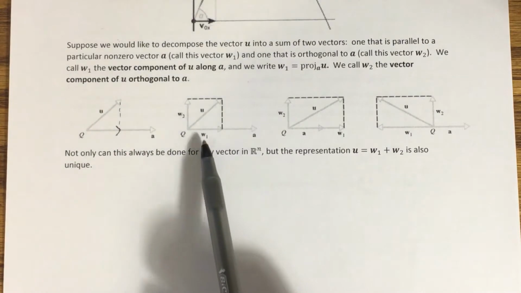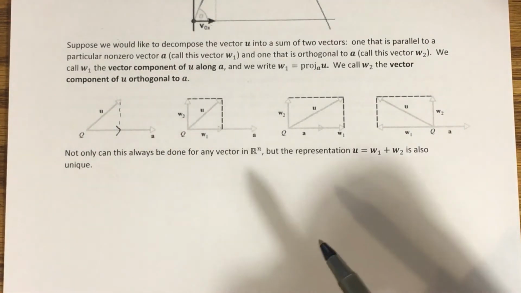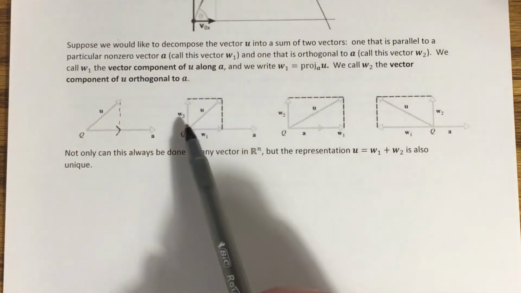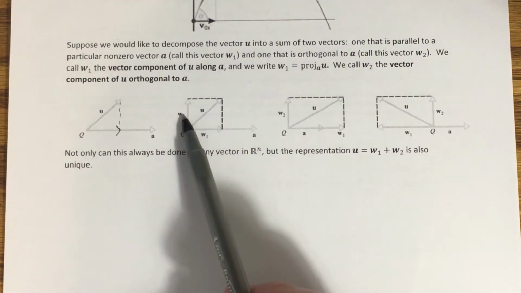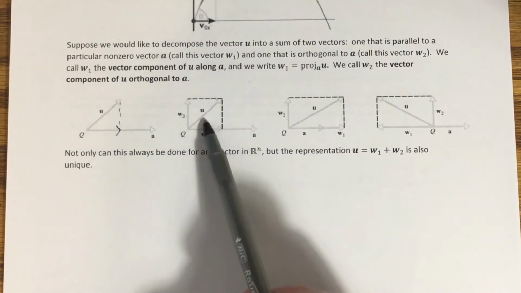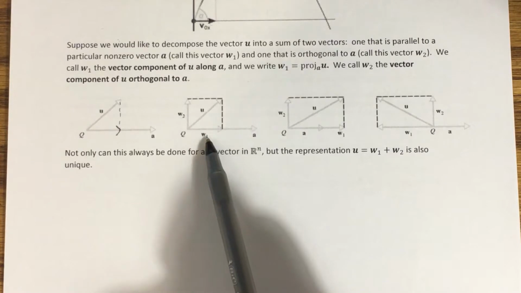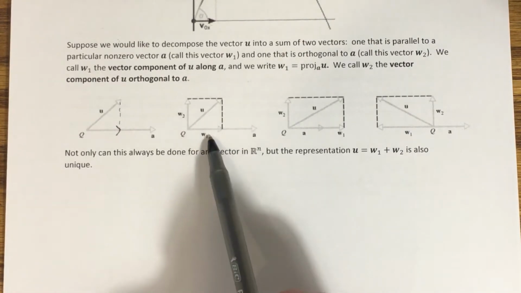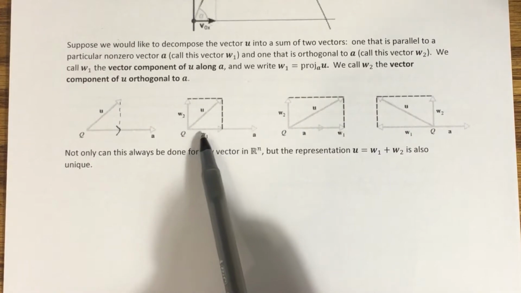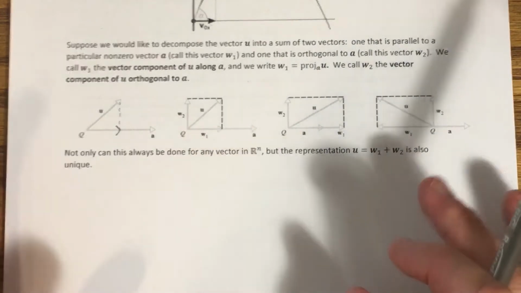Then once we have W1, we want to find a vector, and it turns out there's only one vector that will work, that we're going to call W2, such that W1 plus the second vector W2 gives us the vector u that we started with. That would be decomposing u into a sum of two orthogonal vectors. So W2 has to be orthogonal to W1, and we always find W1 first and then use that to find W2. These next two images just show you some other cases.